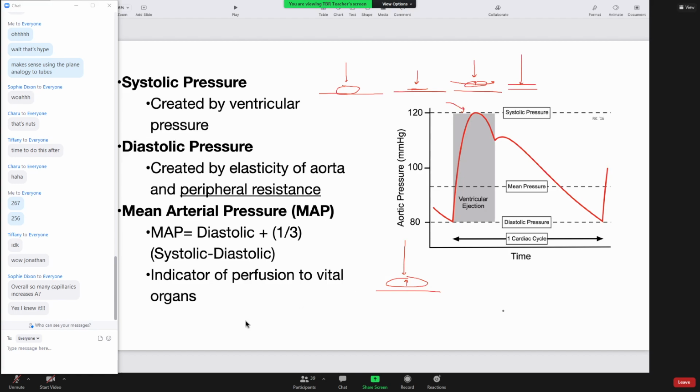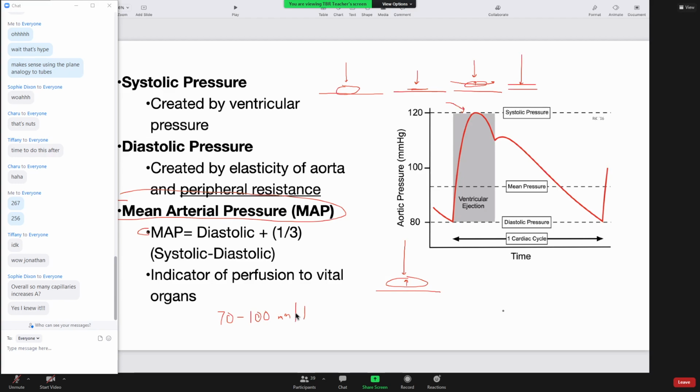And we use these to get a sense of perfusion to the vital organs. So we take these and we create this mean arterial pressure, also called the MAP value. This is how we actually calculate MAP. You won't need to calculate it. It's just diastolic plus 1/3 times the difference between systolic and diastolic. You don't need to actually calculate that, but you need to kind of determine, hey, what would the MAP tell us? So the normal range for a MAP is about 70 to 100 millimeters of mercury.